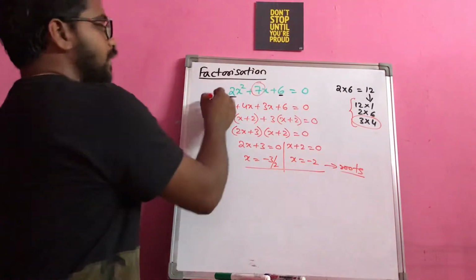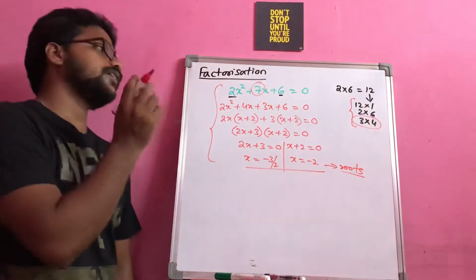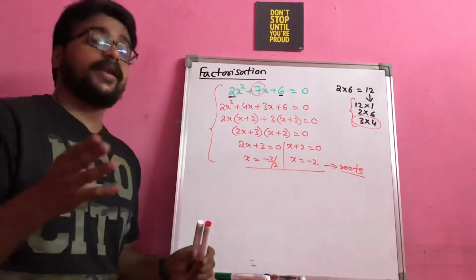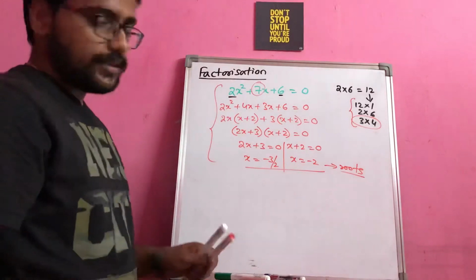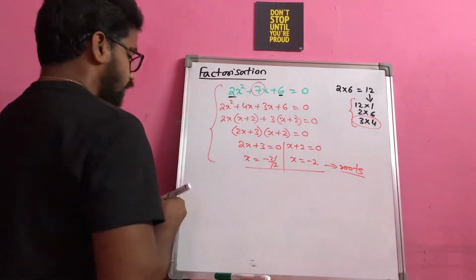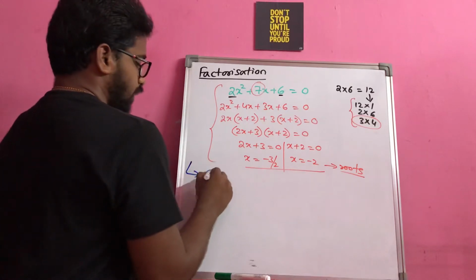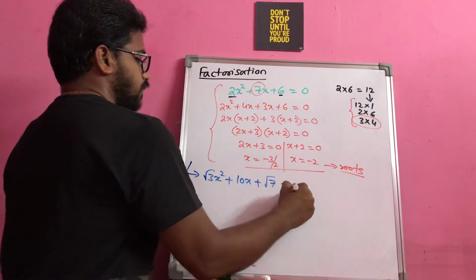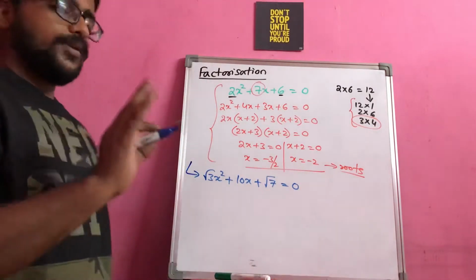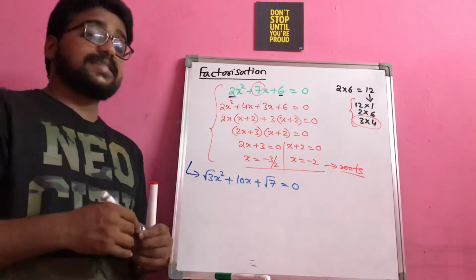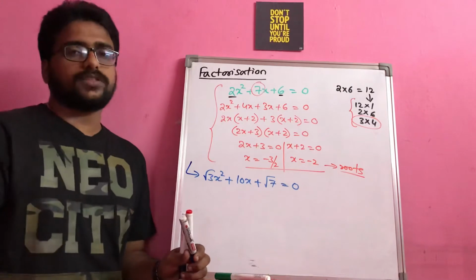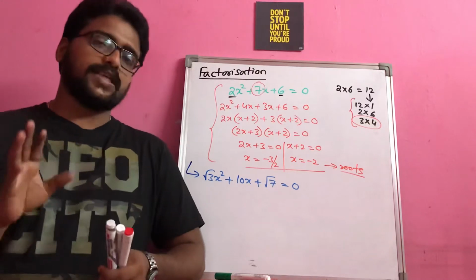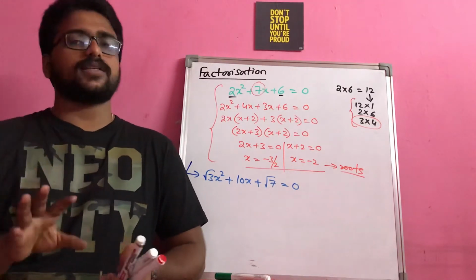This is the basic procedure for doing factorization if rational numbers are involved. What if the coefficients are irrational numbers instead of rational numbers? Now let us see that example. For example, say I have a question like root 3 x square plus 10x plus root 7 is equal to 0. You need not treat it as a separate case of having irrational numbers as coefficients; the approach is the same. The procedure you follow is the same, whether the coefficients are rational or irrational.